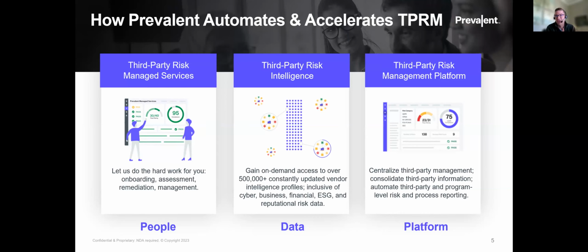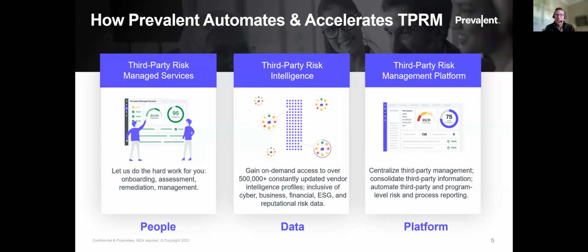The value that Prevalent really delivers is the expertise we deliver. If you want to do a managed services approach, we can do the hard work for you: onboarding vendors, managing through the life cycle, offboarding them, remediating, managing, whatever. In the middle, the second big value we deliver is the amount of intelligence that we drive into the platform. Something like 500,000 different constantly updated vendor profiles, dozens upon dozens of sources of intelligence to help you add context and clarity to your risk assessments.